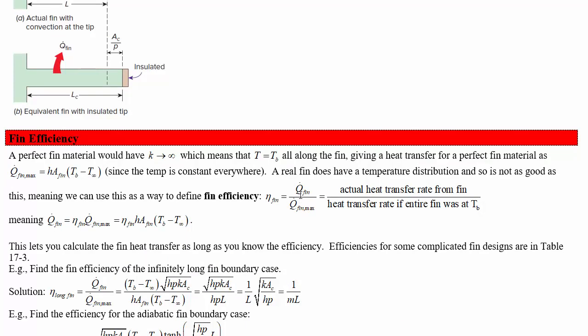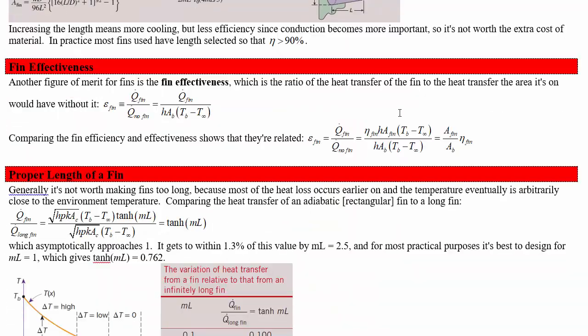And that makes sense because the thing that's limiting the efficiency is the surface of the fin not being at the base temperature. As you make the fin longer, that becomes more and more of a problem. The longer the fin, the less of the fin is going to be at the base temperature, and the lower the efficiency. But efficiency is not the only story.